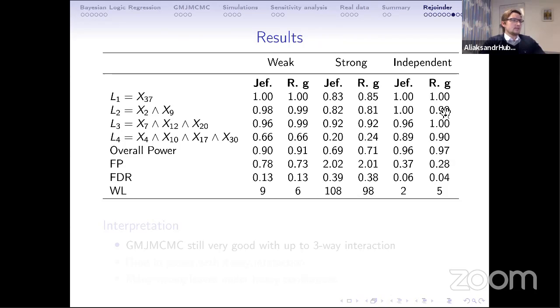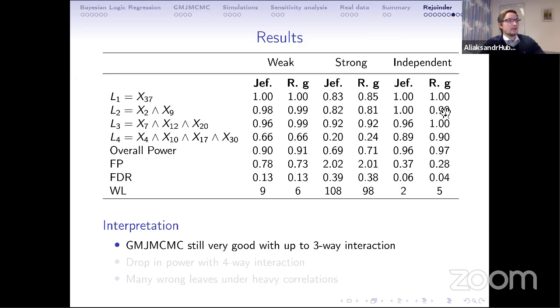So for the weak correlations, both the inference under the Jeffreys prior and the robust G prior worked very well. We have pretty much the same power for the single leaf trees, two-way interactions and three-way interactions. We have somewhat lower power for the four-way interaction, but the overall power is still very high, and we still have an acceptable level of false discovery rate and a very small number of wrongly detected leaves. There is very similar performance to the independent case here. If we have these extremely strong correlations, we still can see that the results are okay.